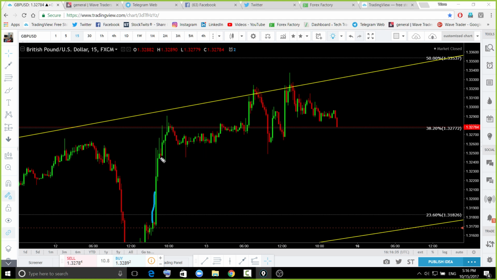Okay, impulsive move. So you can draw it like that, continuation, and going to continue to the upside. Similar like that. Let's wait for the continuation impulse to complete, watch that correction, and go for the downside.